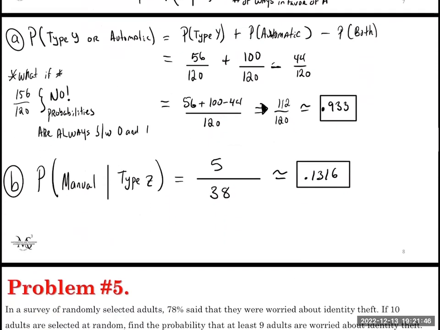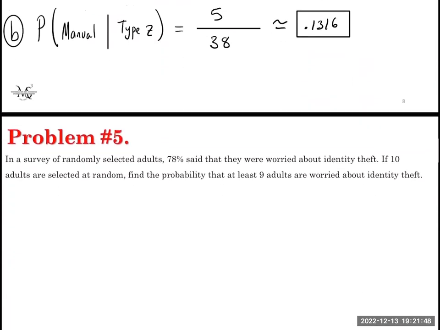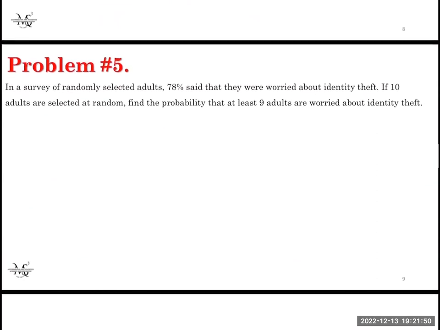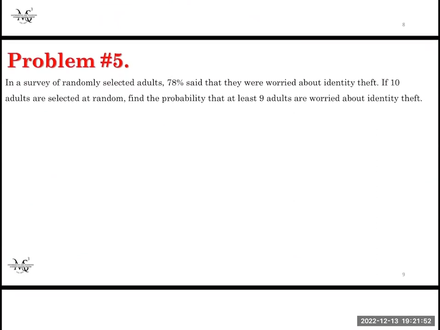So problem number 5 states: in a survey of randomly selected adults, 78% said they were worried about identity theft. If 10 adults are selected at random, find the probability that at least 9 adults are worried about identity theft.